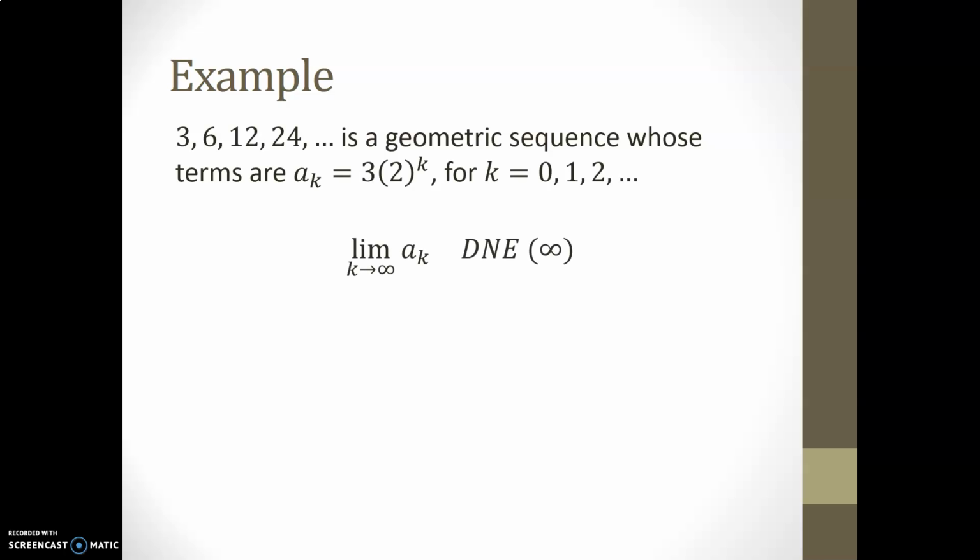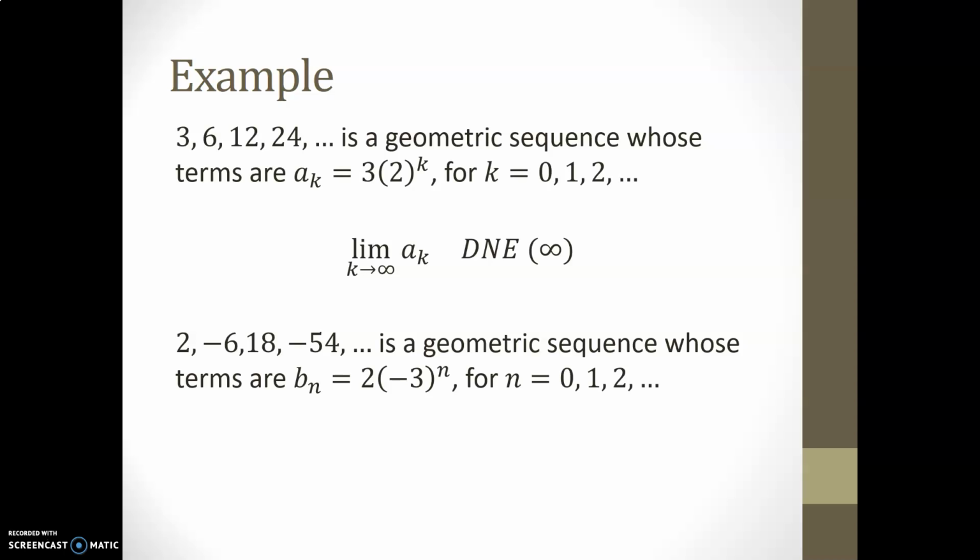If we examine where this sequence is heading, so if we think of what happens if we replace k by growing numbers, then clearly the limit of these a_k terms of the sequence does not exist as they are heading towards infinity.